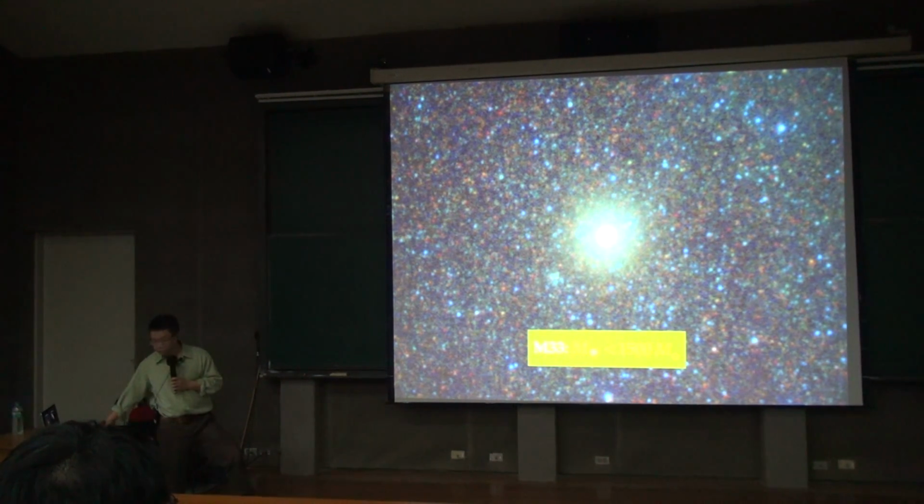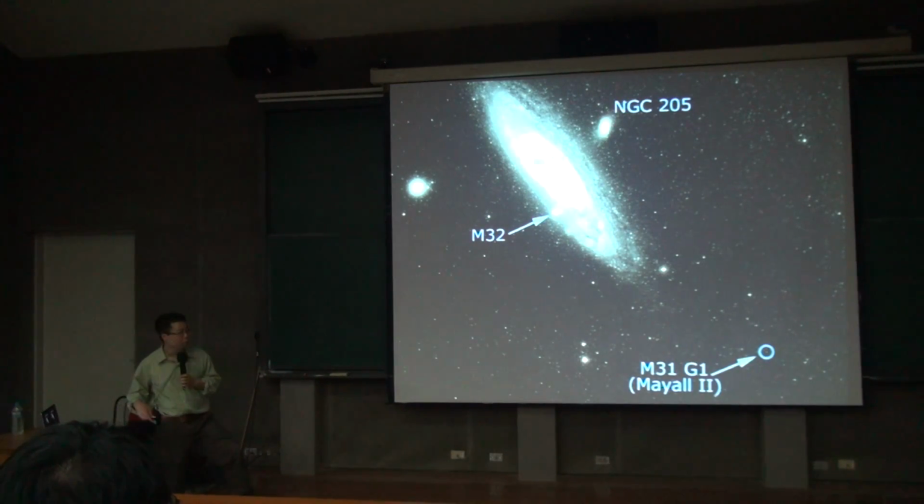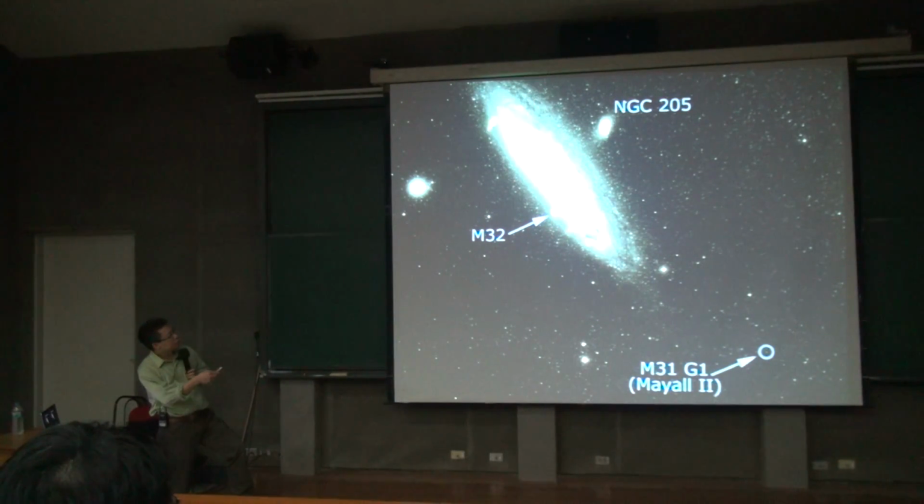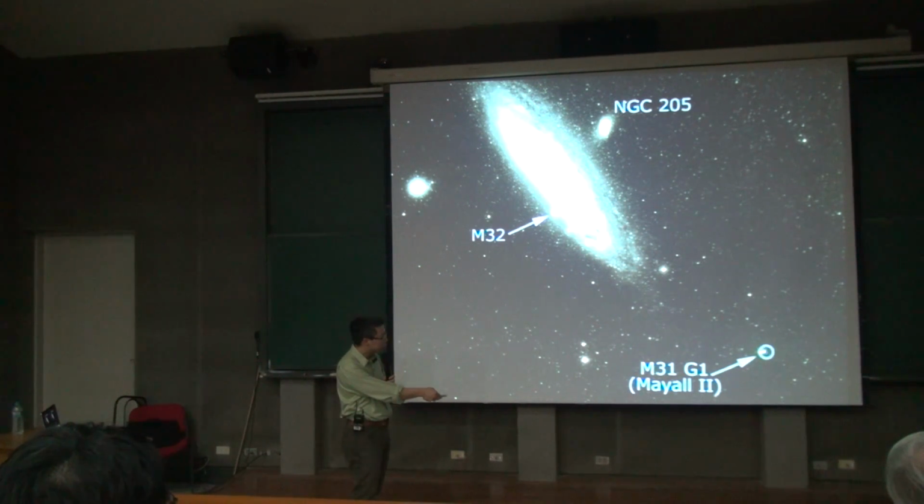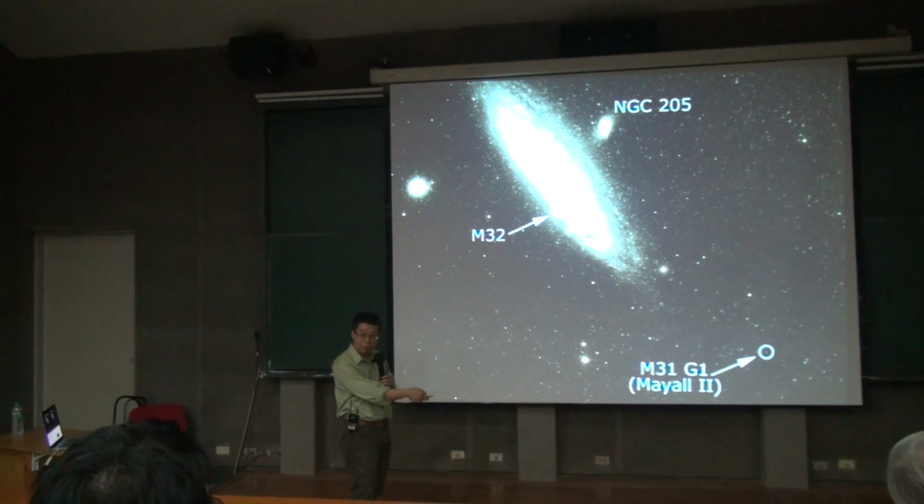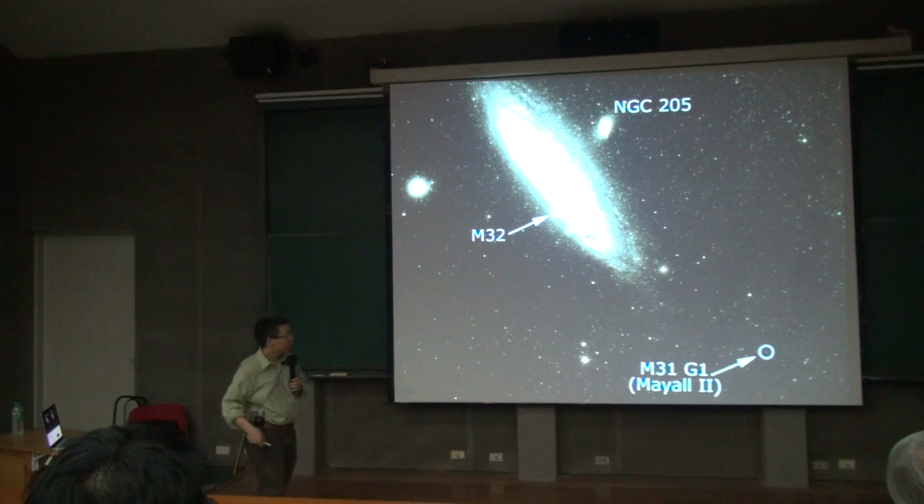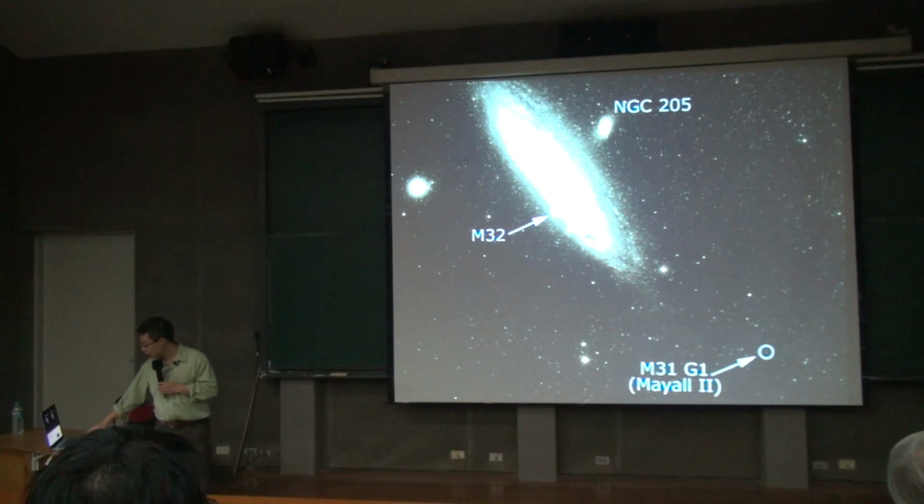Beyond that, we have to turn to globular clusters. So this is M31 Andromeda, this is M32. And out here, you can hardly see it, but this is the most luminous, most massive globular cluster known, at least in the local group. It has a name called G1.